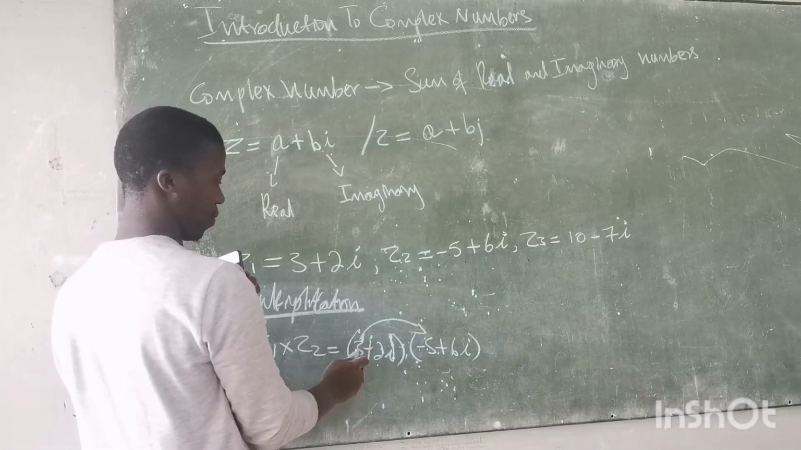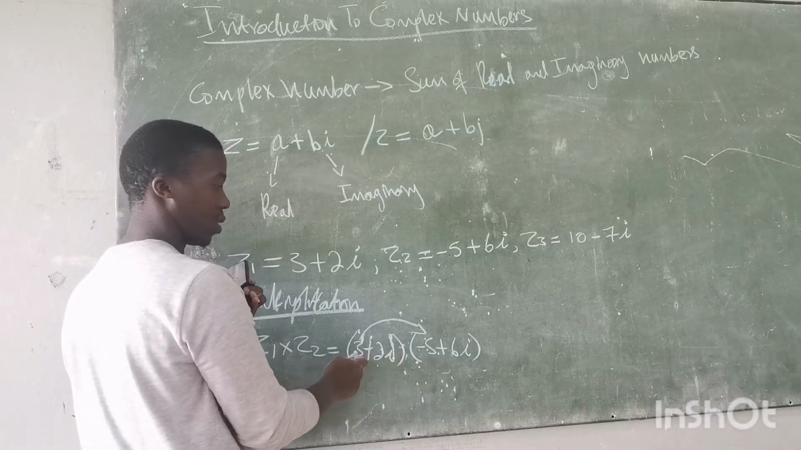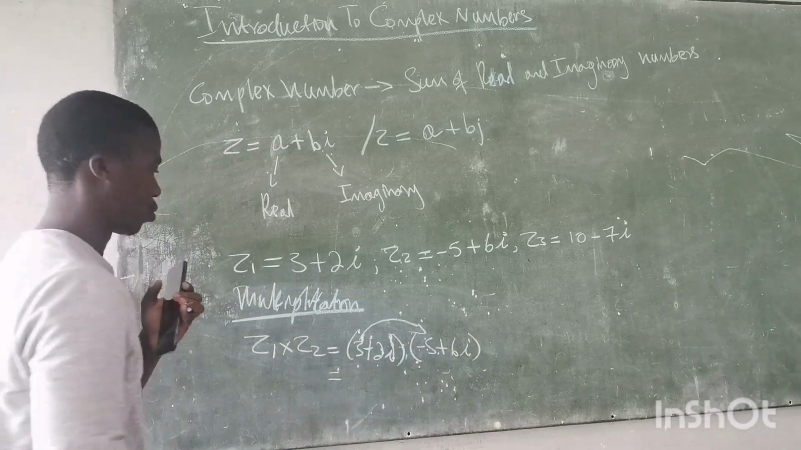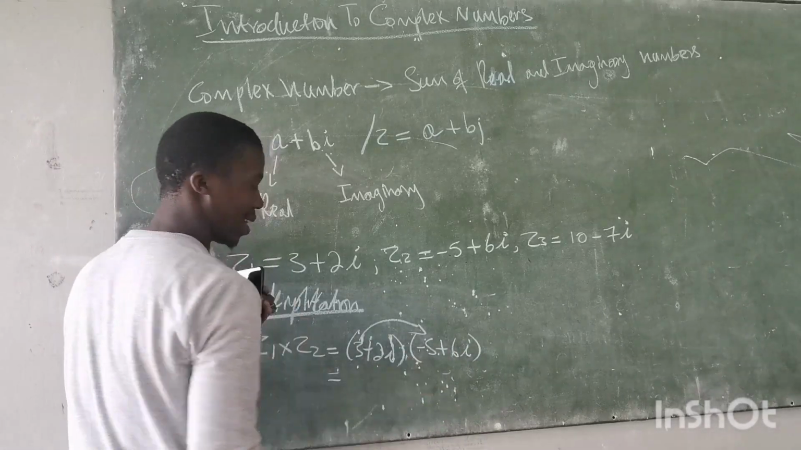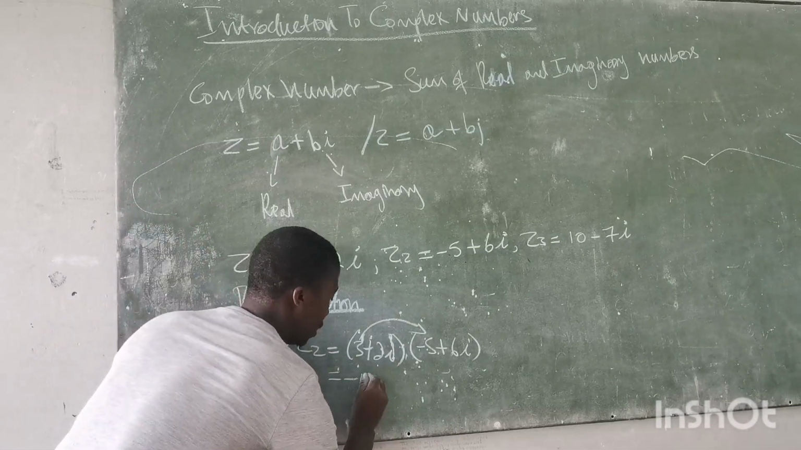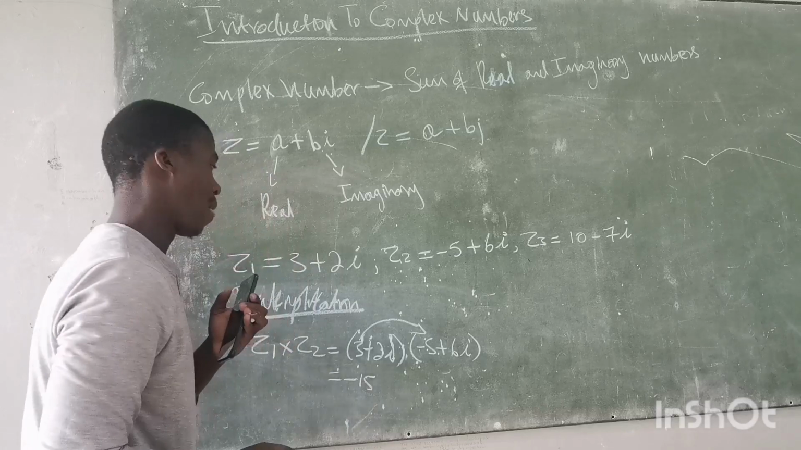Our first term here on this bracket is 3. Our first term here is also minus 5. So we're going to have 3 multiplied by negative 5. It's going to give us what? Negative 15. Good.